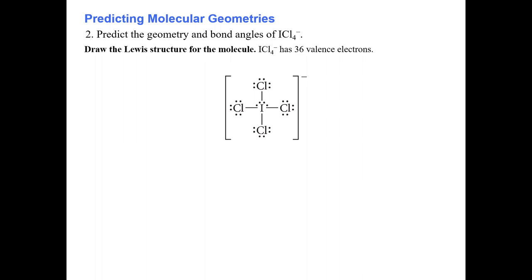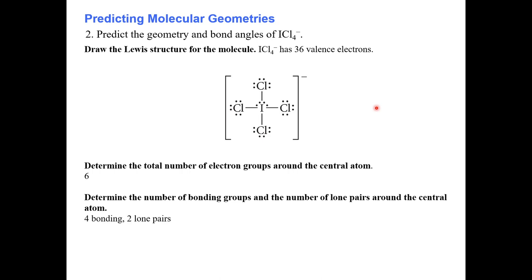Okay, so ICl4- has 36 valence electrons. You see that there are no double bonds here because we're dealing with halogens, and normally they would just have single covalent bonds. The number of electron groups around the I would be 6, so we have 4 bonds and 2 lone pairs.